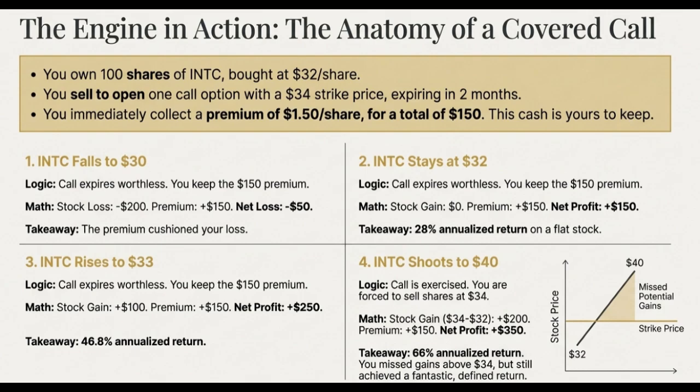Let's see how the income engine works with a covered call. We own 100 shares of Intel and immediately collect a $150 premium by selling a call option. Now the three outcomes. If the stock falls to $30, your premium cushions the loss, resulting in a minimal net loss of only $50. And if the stock stays flat at $32, you still make $150 of pure profit, generating a 28% annualized return on a flat stock. And if the stock shoots up to $40, you miss the gain above $34, but you still walk away with a fantastic 66% annualized return. So the covered call lets you generate consistent income regardless of whether the stock goes up, down, or stays flat. And that is the beauty.